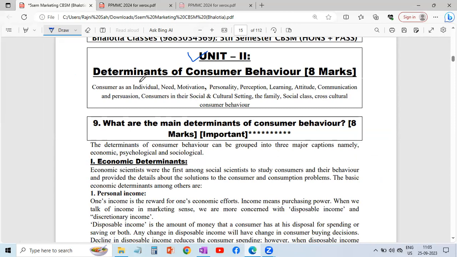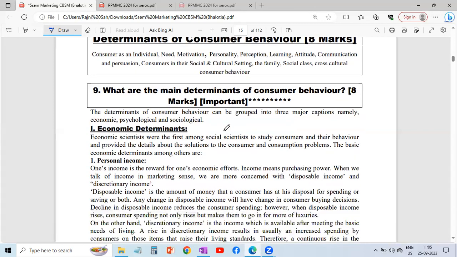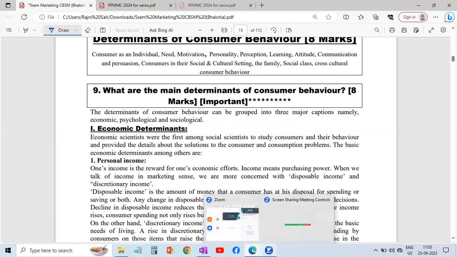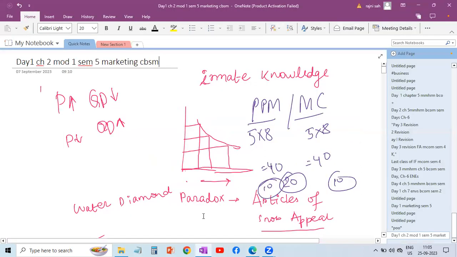So unit 2, determinants of consumer behavior. First, let's discuss what is our syllabus for this particular chapter. Consumer as an individual, need, motivation, personality, perception, learning, attitude, communication, and persuasion. Consumers in their social and cultural setting, the family, social class, cross-cultural consumer behavior. So many topics we need to cover. And last day I wrote everything. If you haven't taken a note, please do that now.